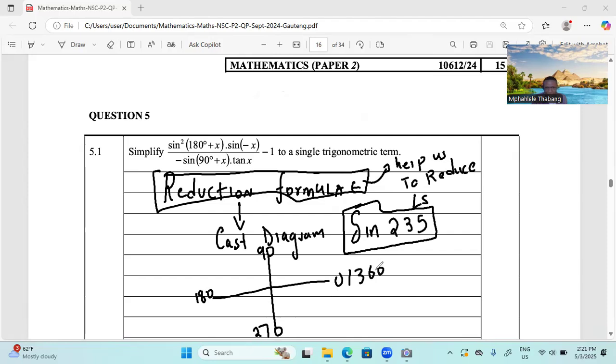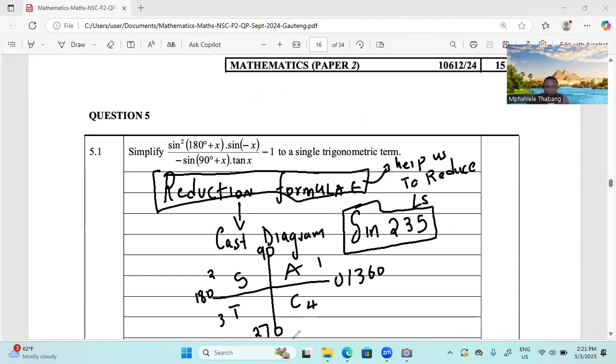Now let me say: in the first quadrant, it is All; in the second, Students; in the third, Take; and in the fourth quadrant, Coffee. So this is the cast diagram, and you will notice that on the cast diagram we have trigonometric ratios there.